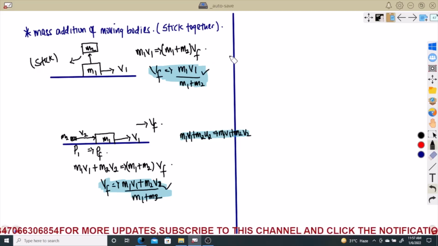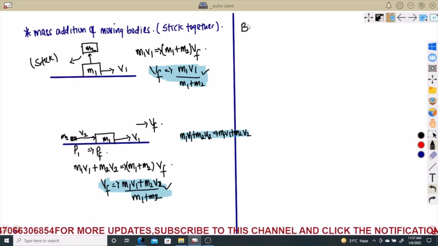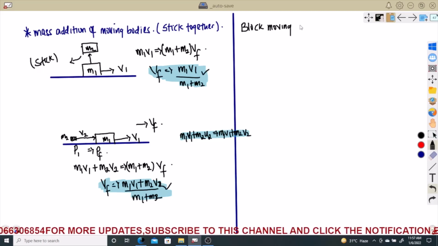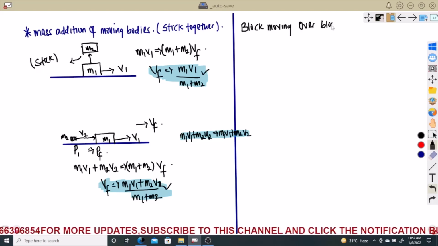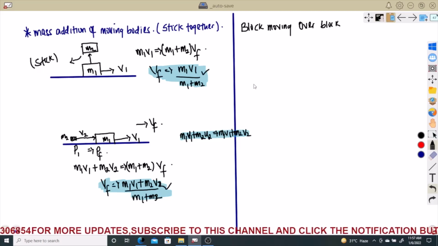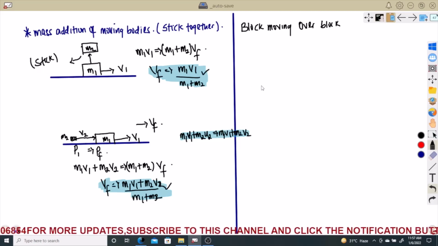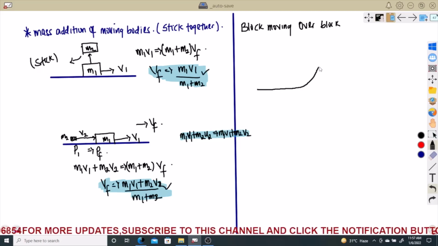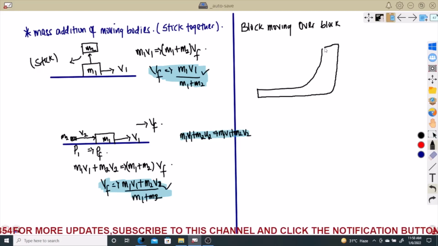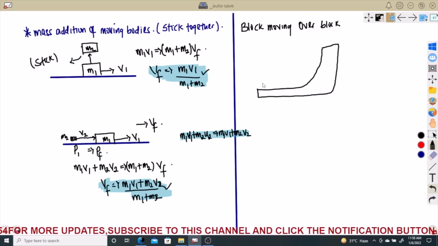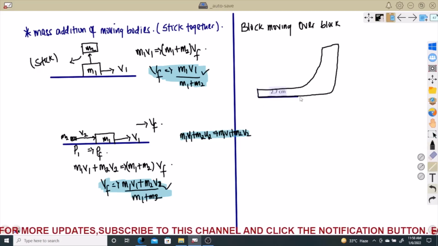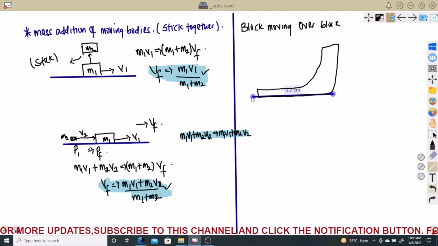So we can just take a simple case of a block moving over block. Now, let's say we have a diagram. To draw a better diagram is not always easy. So let's say we have a block like an L shape, as you can see. The initial block is resting on the ground as usual. My block will always rest on the ground. So let's say the block is resting on the ground.